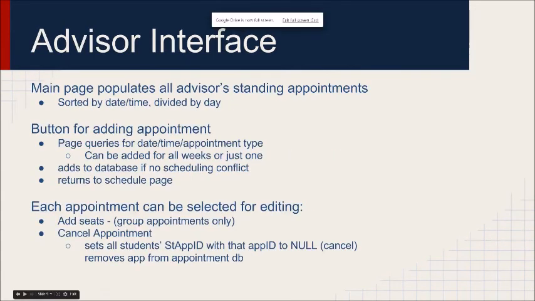So last but not least, let's talk about the advisor interface. The main page that they are taken to is populated with all of the advisor's standing appointments, which are sorted by date and time and divided by day. They have a button for adding an appointment if they so choose, and they can also edit any appointment that they have standing. They can change the amount of seats that are available for group appointments, or they can cancel an appointment, at which point the student appointment ID will be set to null for all students that were signed up for the appointment.